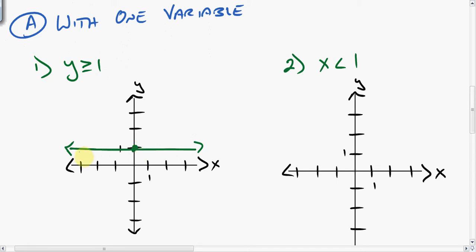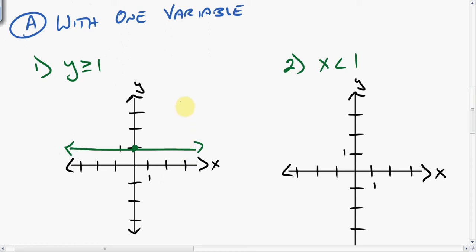Now notice I've drawn a nice solid line because I have y is greater than or equal to 1. So no matter what point I choose on this line, whether it's 0, 1, the y value is 1. If I pick the point over here, 3, 1, what's the value of y still? Still 1. So any point on this line will satisfy this inequality because it's not only greater than, it's also equal to. Right? So that's why it's solid.